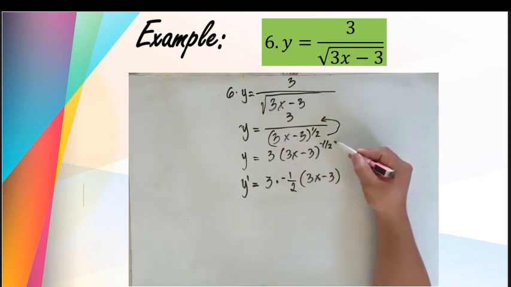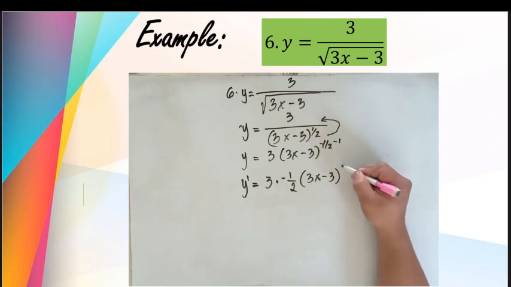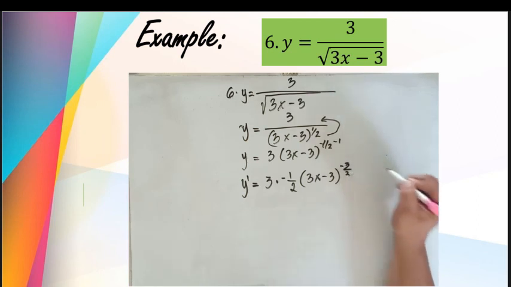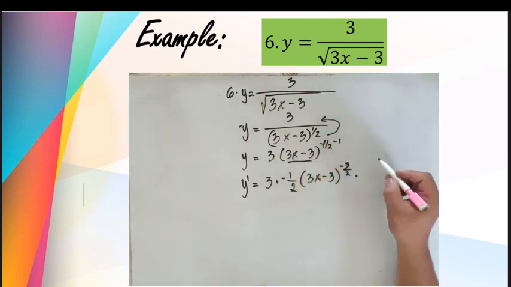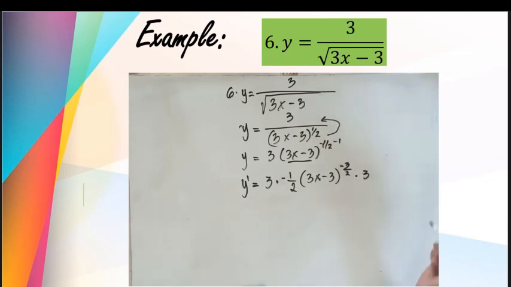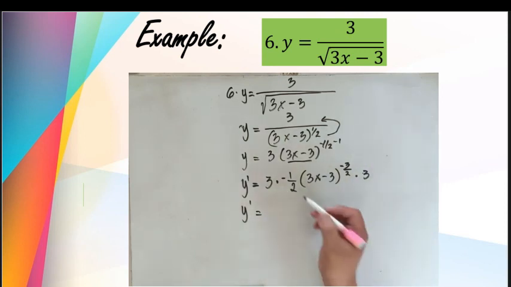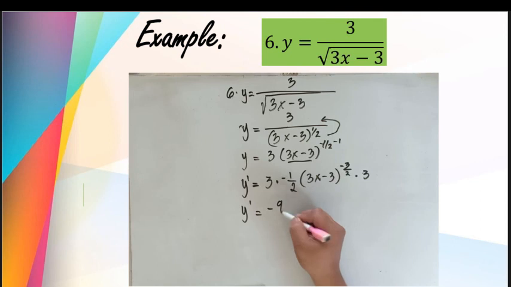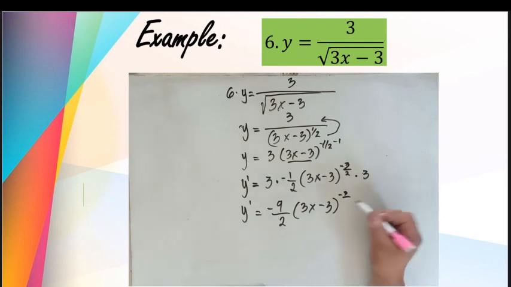Oops, again, don't forget to subtract 1 from the exponent. So negative 1 half less 1 is equal to, what do you think? It's negative 3 halves. Yes, you're right. And again, don't forget to multiply the derivative of the inner function, which is equal to 3. Now let's simplify. y prime is equal to 3 times 3, it's 9, times negative 1 half is negative 9 over 2. Then let's rewrite this as the quantity 3x minus 3 raised to negative 3 halves.